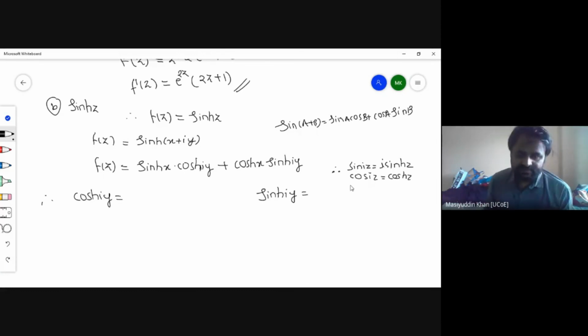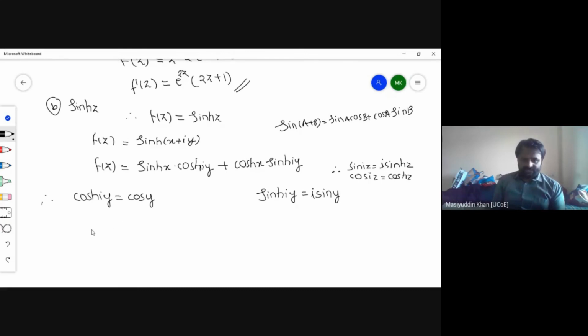So always remember, if you do not remember, cos hyperbolic iy is equal to only cos of y, and sin hyperbolic of iy is equal to I into sine of y. Please remember these two concepts because these are important. Further on we will use this concept as well.